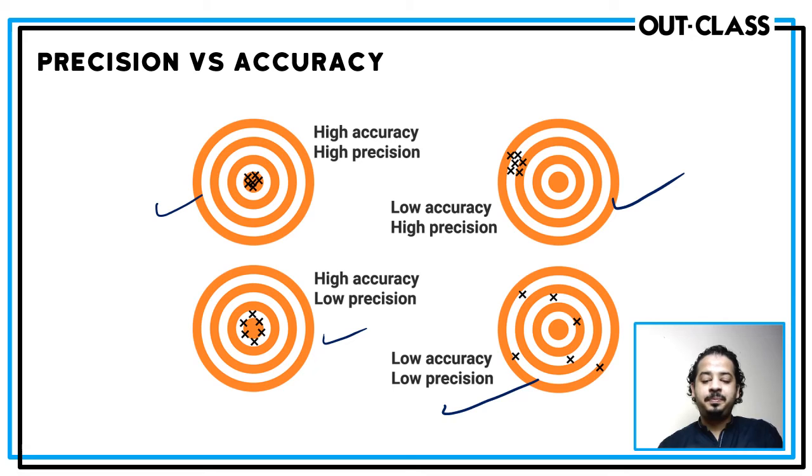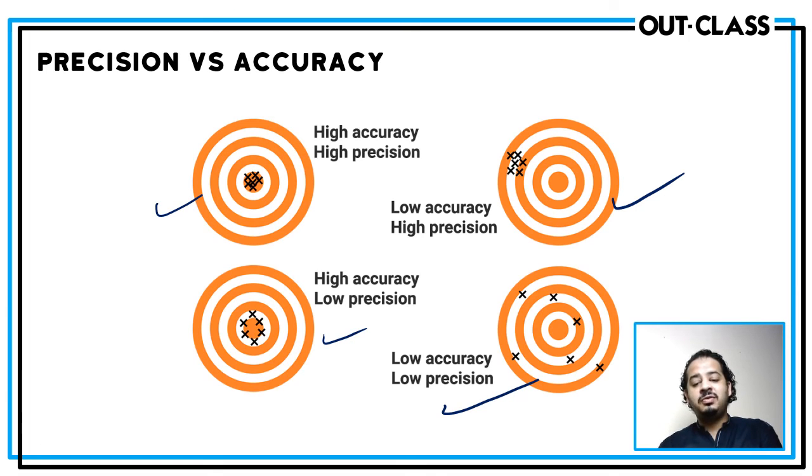And what about this one? Over here, you are not accurate at all. The reason is because you are nowhere near the center, which is where you want to hit. But you are more precise. Why are you precise? Because all the darts are more or less close to each other.